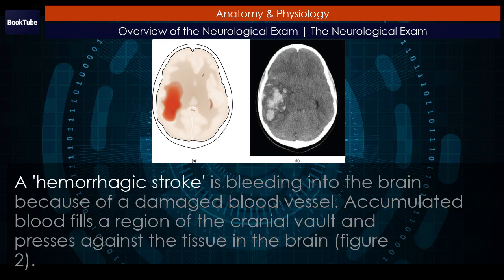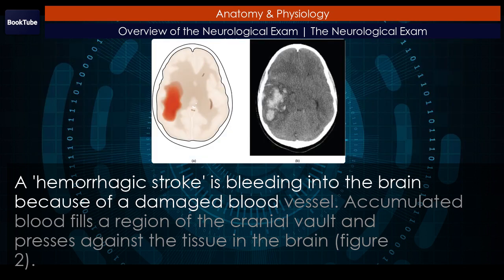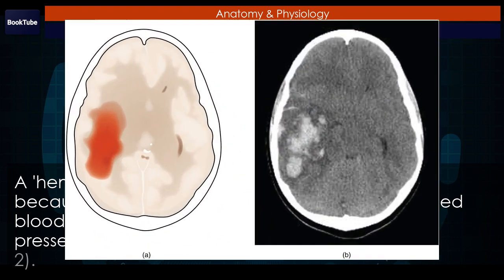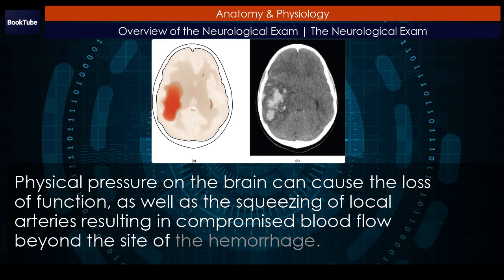A hemorrhagic stroke is bleeding into the brain because of a damaged blood vessel. Accumulated blood fills a region of the cranial vault and presses against the tissue in the brain. Figure 2. Physical pressure on the brain can cause the loss of function, as well as the squeezing of local arteries resulting in compromised blood flow beyond the site of the hemorrhage.